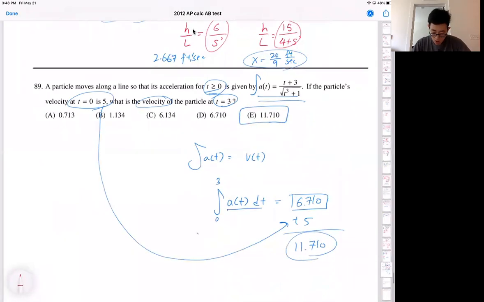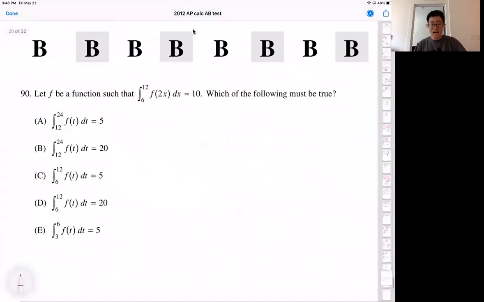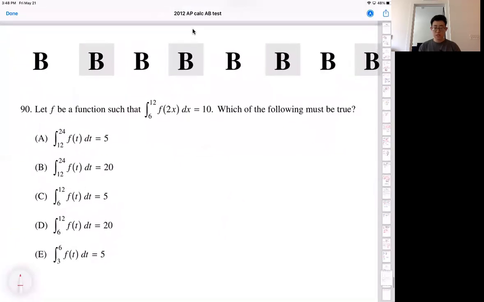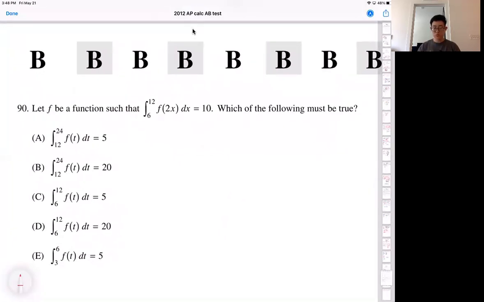Okay. All right, question 90. Now, 90 is probably one of those questions I actually did not do so well, but for every single one of these, you pretty much want to change it. You want to take this actual function and see for yourself what exactly is happening. So we have the function of 2x dx, the antiderivative from 6 to 12, and that actually gives you 10. And you're trying to find out which one is equivalent in terms of t now, right?